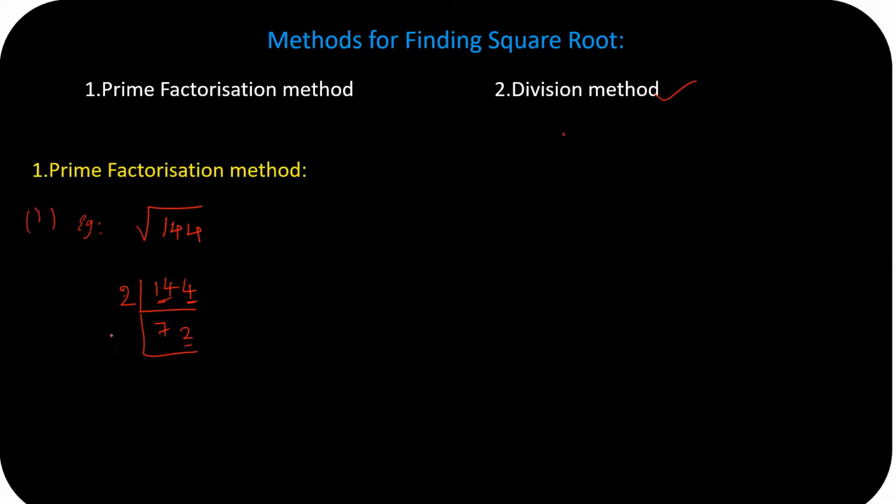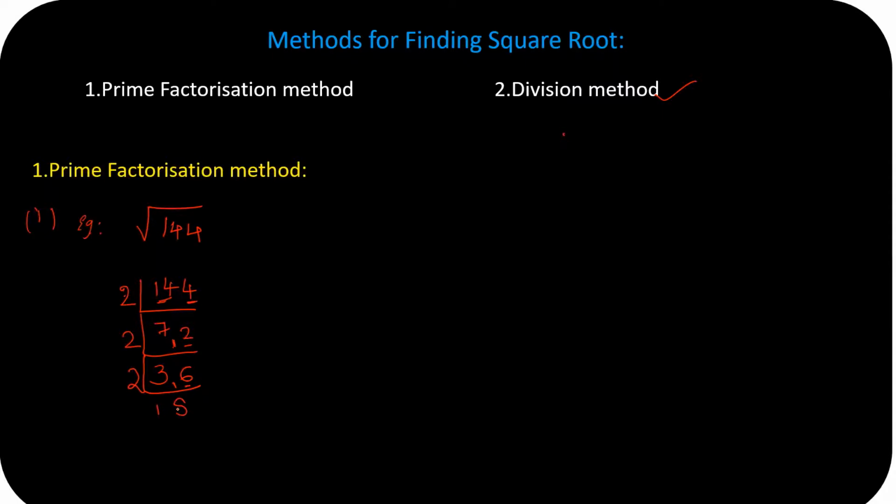Next, the ones place digit is 2, so it is also divisible by 2. So 2 threes are 6. But it is 7, so 1 is the remainder. 1 and 2 will become 12. So 2 sixes are 12. Next. Here also the ones place digit is 6, so it is divisible by 2. 2 ones are 2. But here it is 3, so 1 is the remainder. So it is 16.